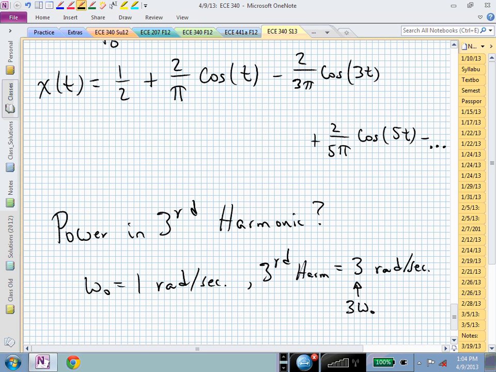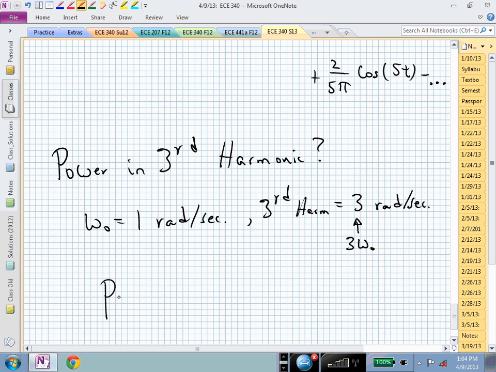And how did we say the power is computed? If we simply have sines and cosines, we take their magnitude, we square it, and divide by 2. In this case, this is the average power because this is going on and on forever, isn't it? We're not talking about energy. These are power signals now. This is the power in the third harmonic.